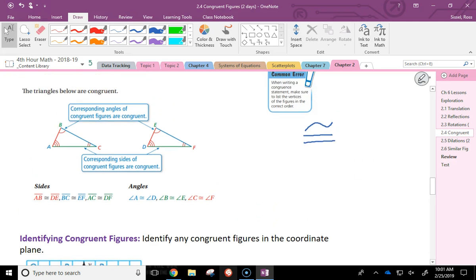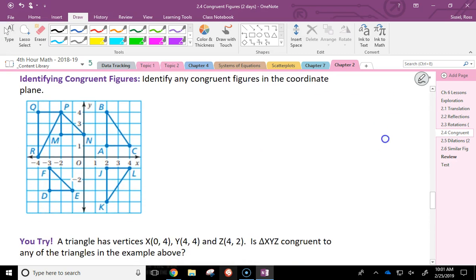A common error when writing a congruent statement, make sure you list the vertices of the figure in the correct order. You have to make sure you do it right. So when I said A to B, when I went to this triangle, I want to go from D to E. I'm matching up the same angle with the same angle. So this part is in your foldable.